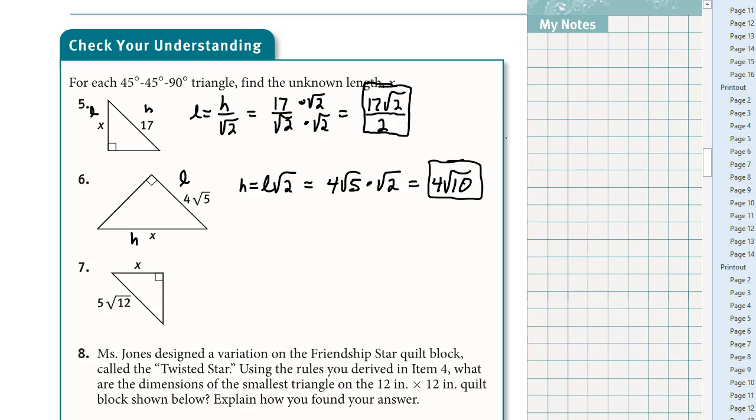Now I'm going to pause the video for you to work on number 7 by yourself. Decide which formula you need to use and then do the arithmetic. The variable x is on one of the legs of the triangle, so we want the formula that has the leg alone. L equals H divided by the square root of 2. Make the substitutions and then do the arithmetic. The answer is 5 square root of 6.